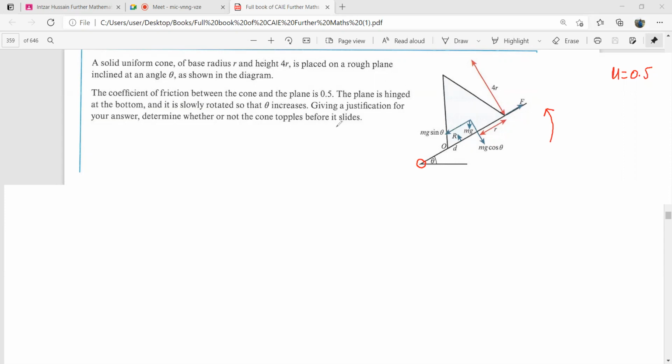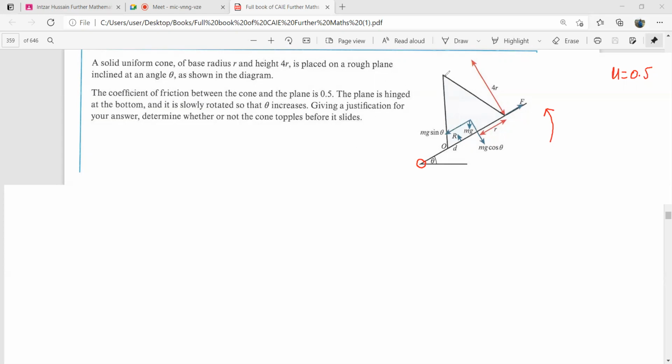So basically, we have to find two thetas here. We have to find the theta if it slides. We have to find the theta if it is going to topple. So whichever theta is smaller, that means that thing is going to happen first. So that is our plan of action. Okay. So let us resolve the forces.